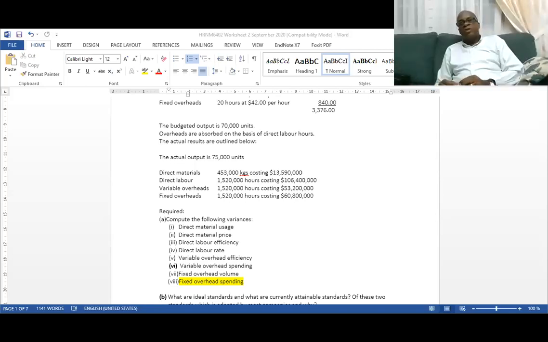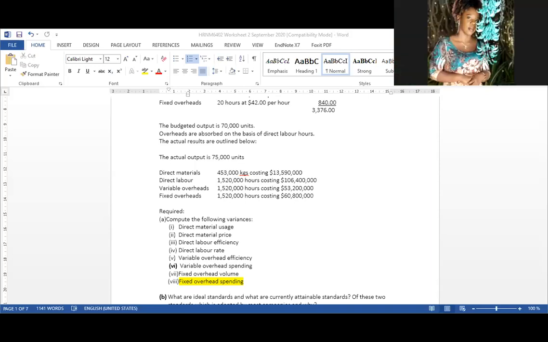Colette, it doesn't matter which one you put first and which one you put afterwards. So you might want to say actual fixed overheads minus budgeted fixed overheads. Or you might want to say budgeted fixed overheads minus actual fixed overheads. It doesn't matter which one you put first and which one follows. It is the meaning of it that would count. Okay. Meaning of it that counts. So go ahead. How do I calculate budgeted fixed overheads? Because the actual fixed overheads is how much, Colette?